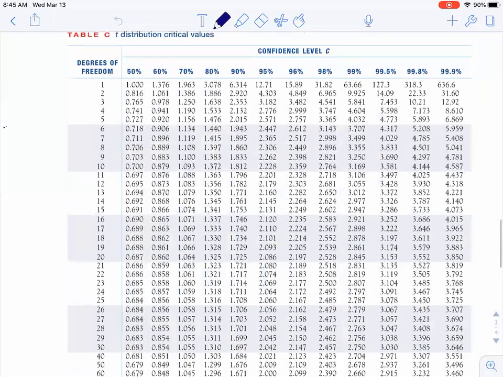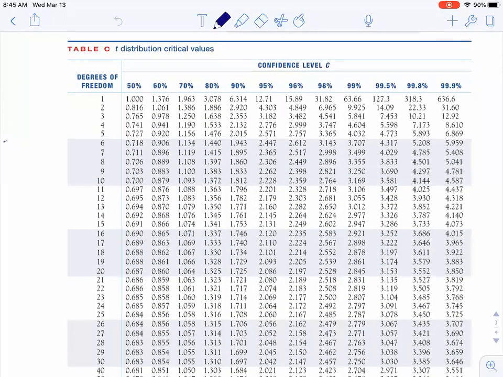And so we've got here 98 meeting up with 30 degrees of freedom. Here, 2.457. So that's how you're defining your T star. Same way as the Z star, but you just stop at your degrees of freedom.